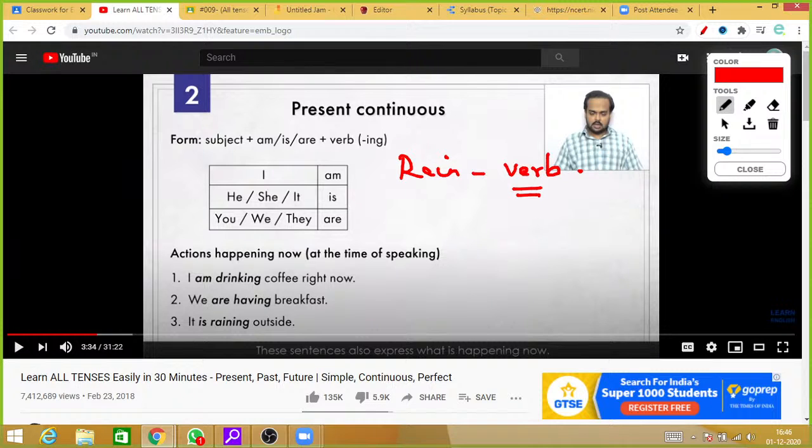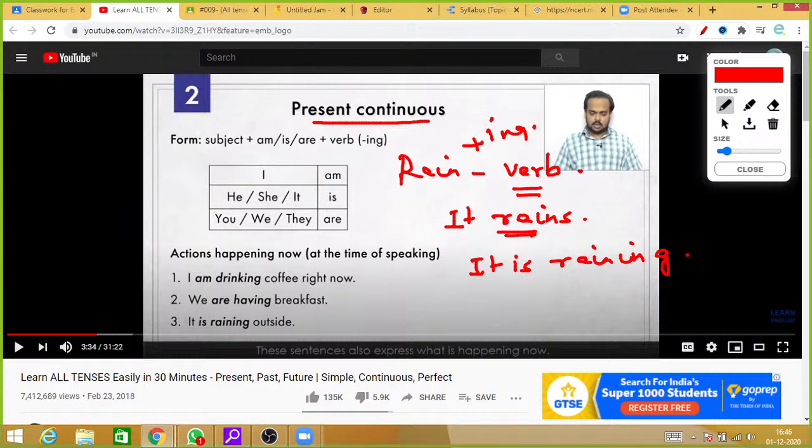If it is a verb, then as a verb, it rains would be the simple present tense, right? But when we talk about present continuous, we'll attach ing with it. So it is raining. Outside, whether it is raining or not, it doesn't matter to me at the moment. It is raining itself is enough for me for the time being.